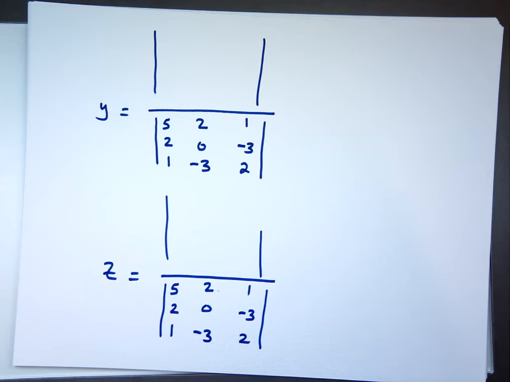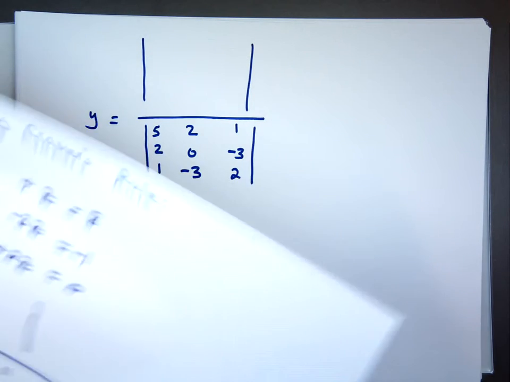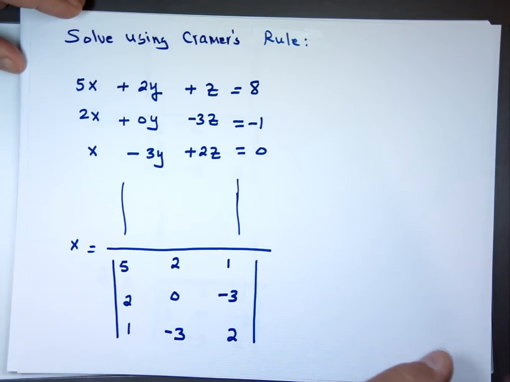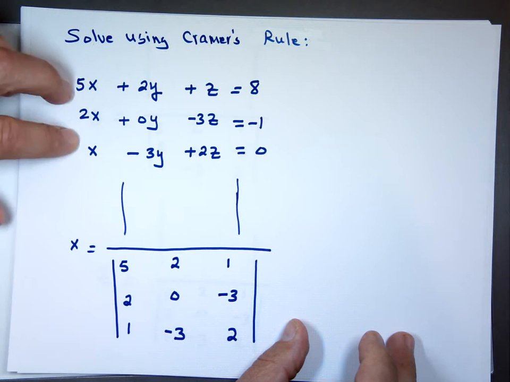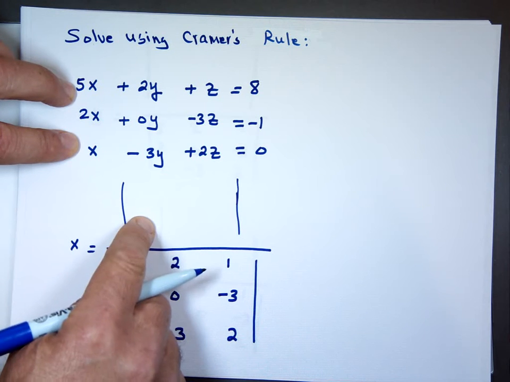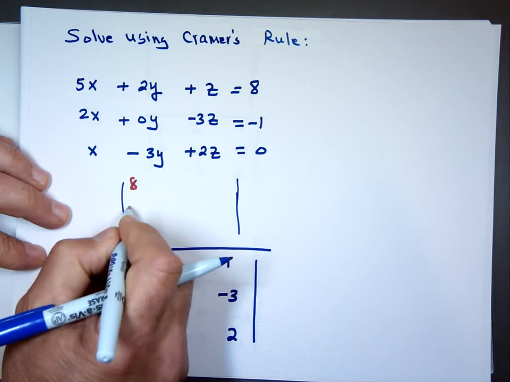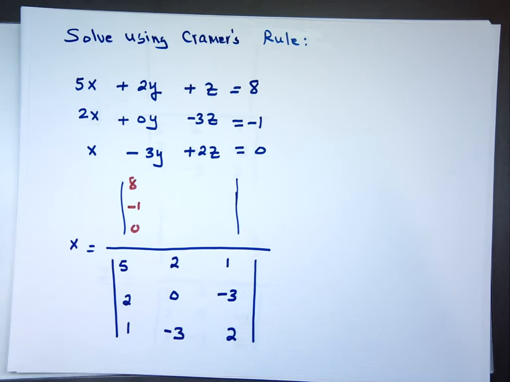Let's look at x. I want you to see what I'm doing here, so I'm going to make the color red. Here's x. I'm going to replace the first column, because x is the first column. I'm going to replace the numbers in the first column with the answers. So I'm going to put what? 8, negative 1, and 0. And the other 2 columns will stay the same.